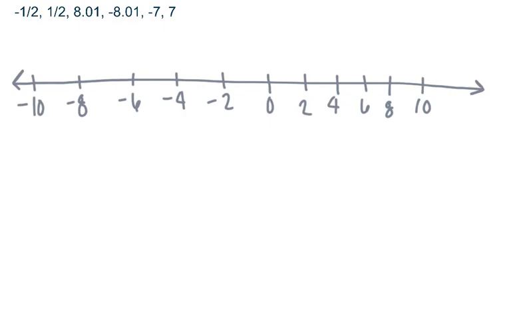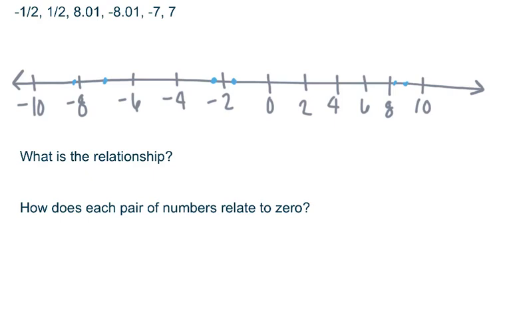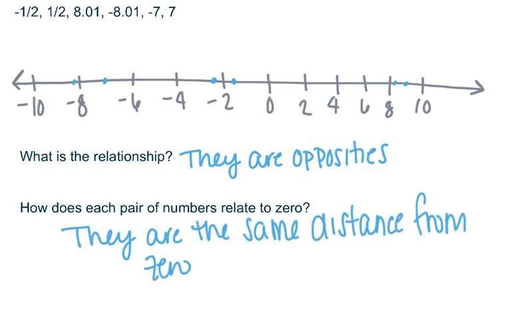Let's start by taking these integers and placing them on a number line. Let's first place negative 8.1, then 8.1, negative 7, and 7. What is the relationship between the numbers? They are opposites. And how does each pair of numbers relate to 0? They are the same distance from 0.